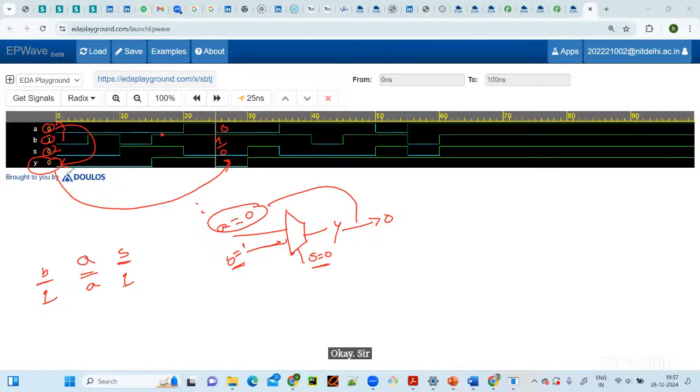Sir, can you show the code? I want to take a screenshot. Yeah, sure, no worries. I will share the link in the chat box.